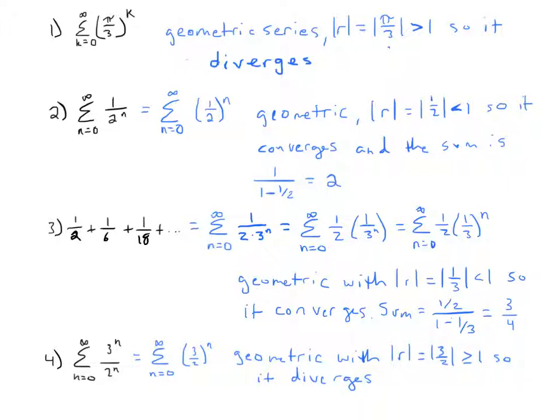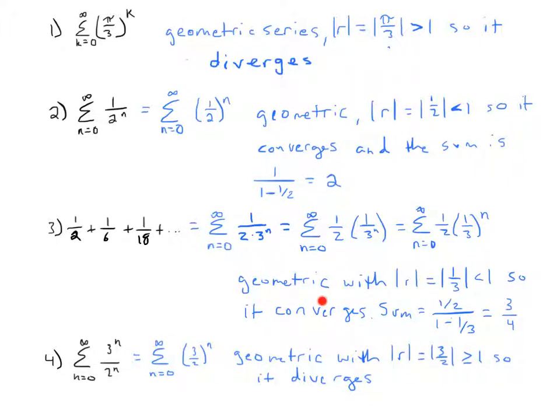Alright, number 3, we have 1/2 plus 1/6 plus 1/18, etc. And this one's a little bit harder, so we need to start by writing it as a geometric series. Notice that 2 is just 2, but 6 is 2 times 3, and then 18 is 2 times 9, or 2 times 3 squared. So really we have 2 times 3 to a power, and then we can split that up by bringing the 2 out front, so we have 1/2, and then we have 1 over 3 to the n, which we saw from the last example. We can factor out this n here. So 1/2 is my a, and 1/3 is my r.